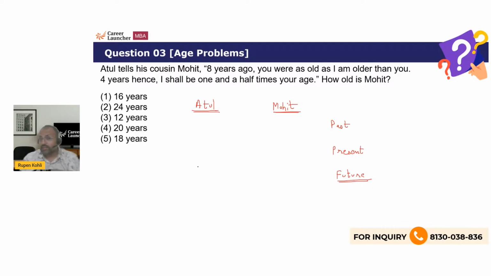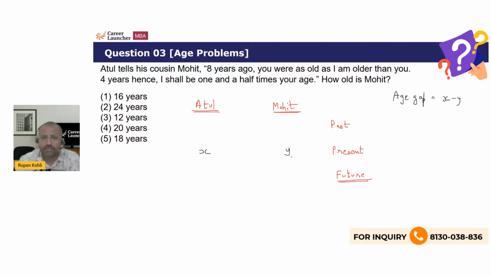8 years ago, you were as old as I am older than you. So basically, Atul is older than Mohit. He's saying, I am older than you, right? And 8 years ago, you were as old as I am older than you. If Atul is X right now, and if Mohit is Y right now, then their age gap is X minus Y.